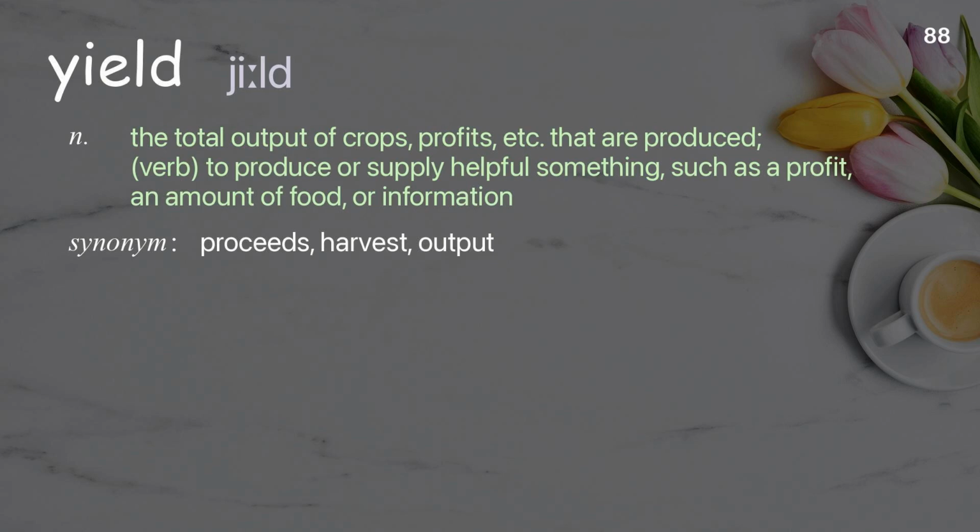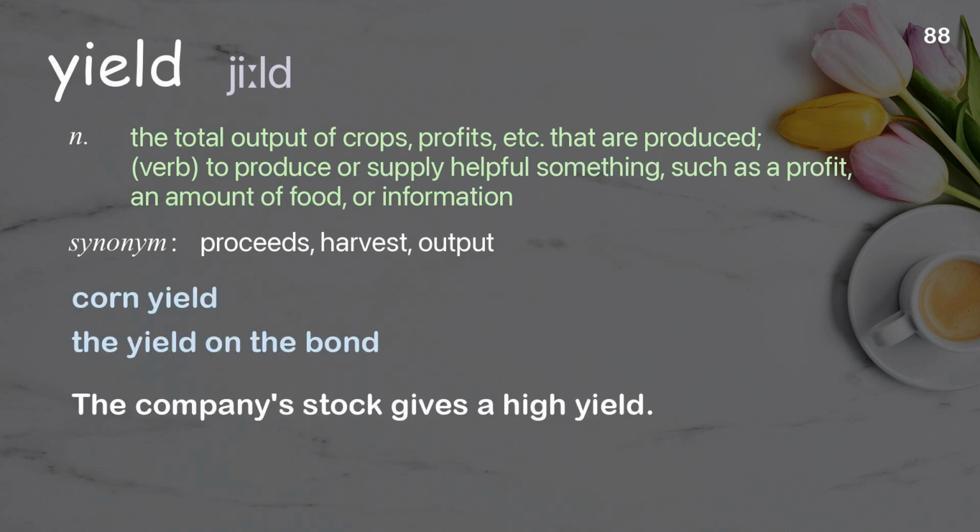Yield: The total output of crops, profits, etc. that are produced. Verb, to produce or supply something helpful, such as a profit, an amount of food, or information. Examples: Corn yield. The yield on the bond. The company's stock gives a high yield.